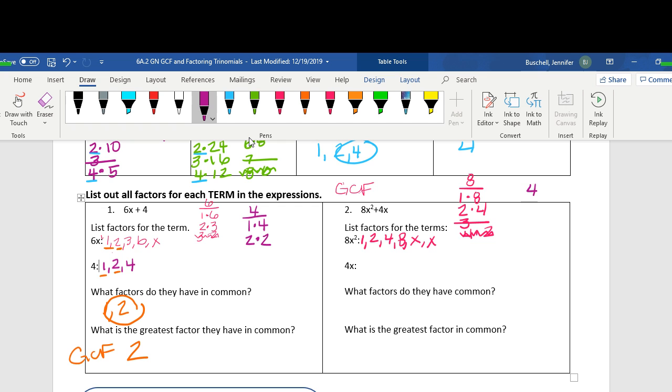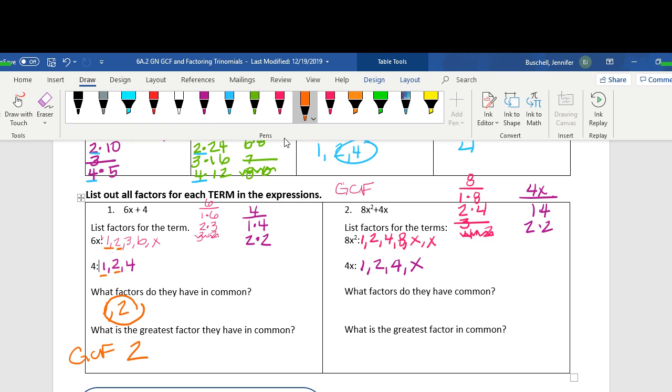Now I'm going to go find all the factors of 4x. So I have 1 times 4, 2 times 2, and that's it. So I'm going to list 1, 2, and 4. Then I also have an x. I'm going to list an x.